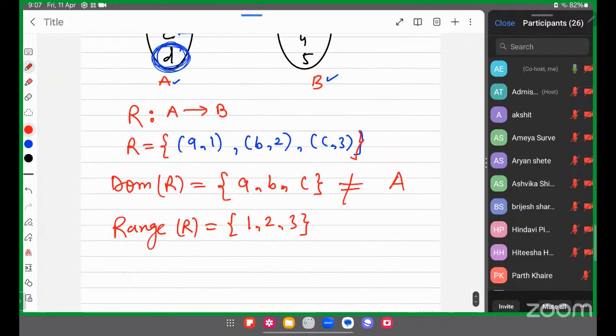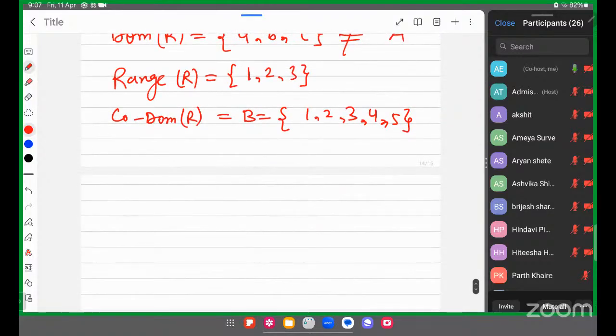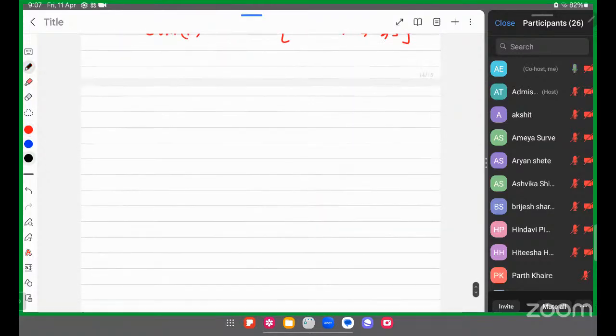And what is the codomain? There is no doubt about the codomain. It will be the complete set B, which is 1, 2, 3, 4, 5. Understood or any doubt? Yes.